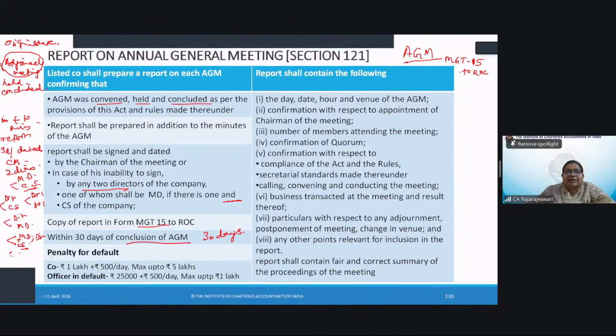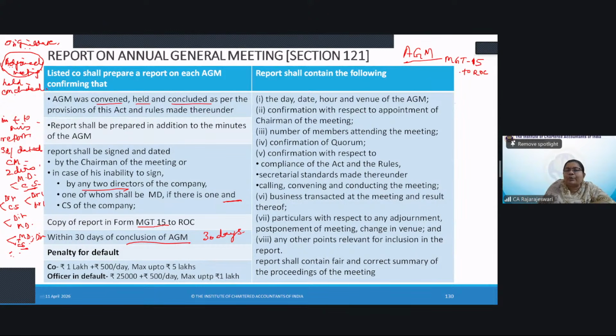So if the original meeting could not be held and it was adjourned to some other day, in between that time the meeting is not concluded. So: convened, held and concluded. Then the conclusion of the AGM is complete, and no more AGM is required. If the adjourned meeting was held, then that is the conclusion of the meeting. So it is 30 days of conclusion of AGM.